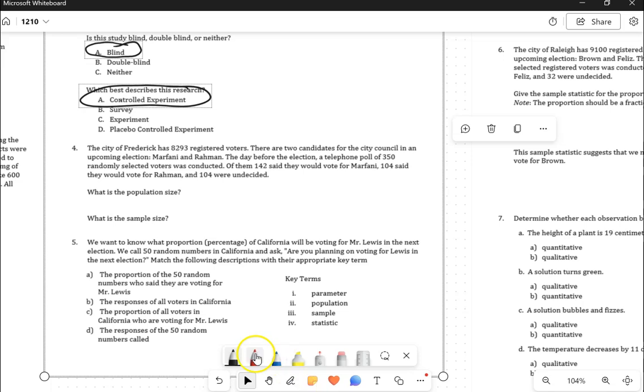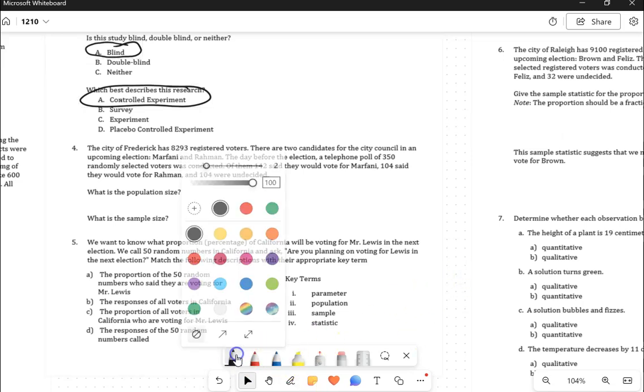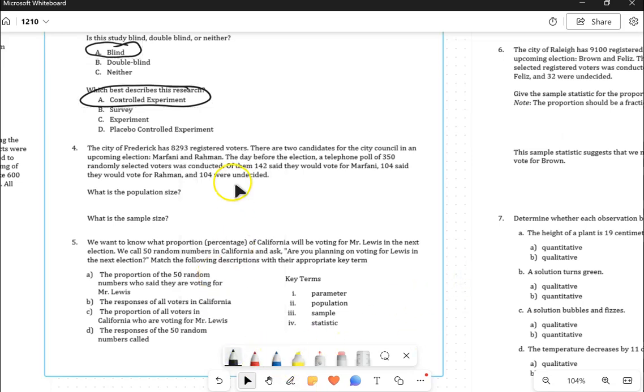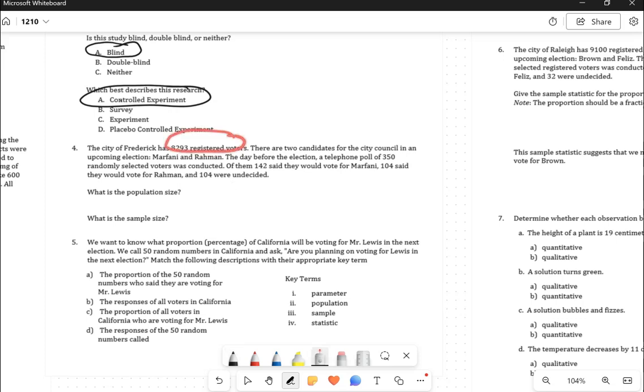All right, number 4. The city of Fredericksburg has 8,293 registered voters. There are 2 candidates for the city council in an upcoming election, Marfani and Rahman. The day before the election, a telephone poll of 350 randomly selected voters was conducted. So this would be the sample, whereas this is the population.